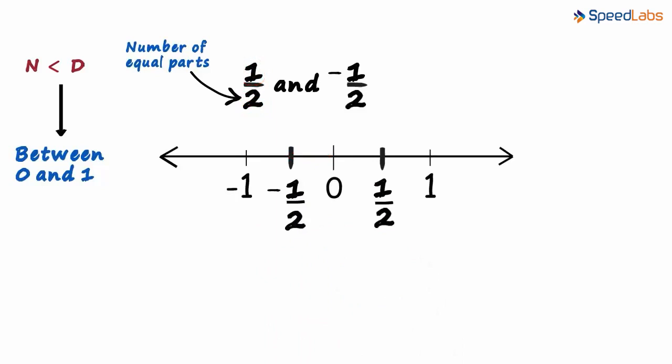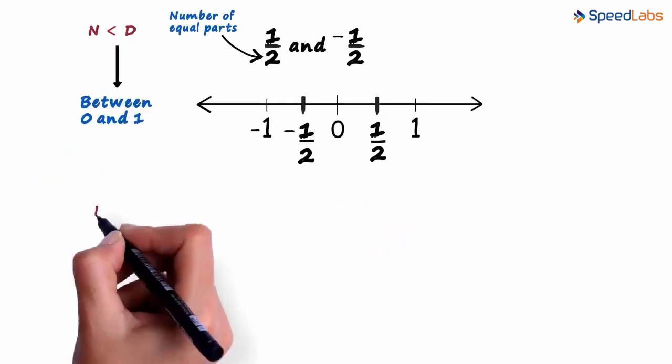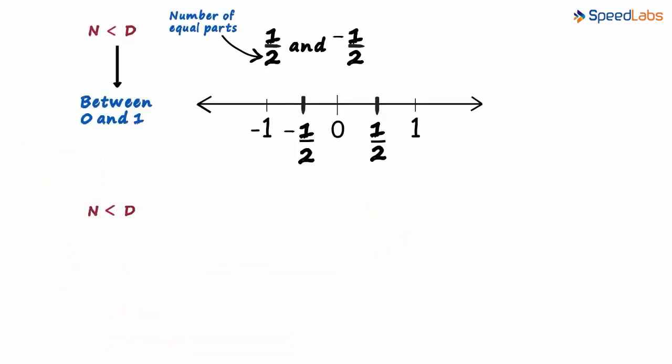Just as integers had corresponding values, rational numbers too have corresponding values. In our example, minus 1 by 2 corresponds to 1 by 2. Let us look at another example where the numerator is less than the denominator.